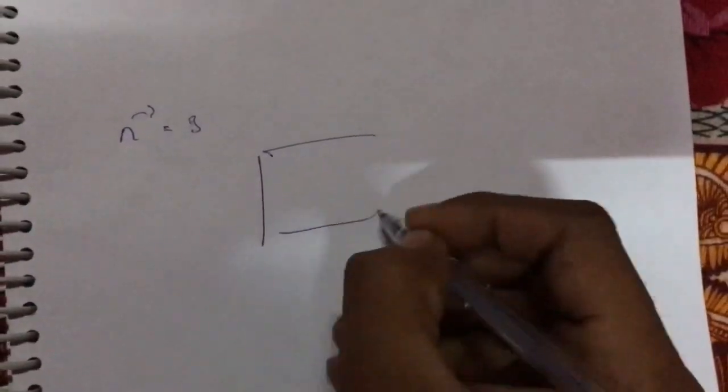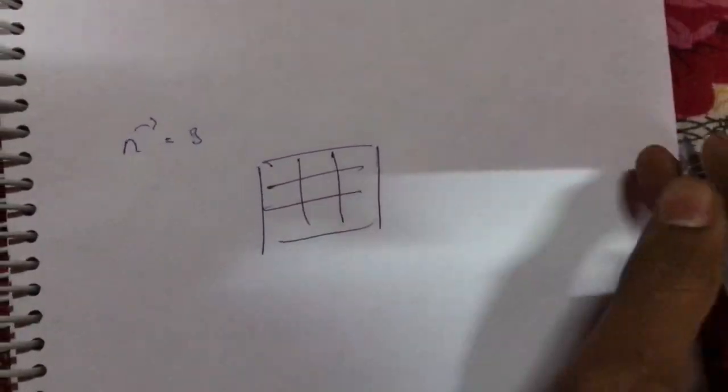Wait a minute, my camera is blurring. Okay, so in this question you are given an n, and what is n? N is basically the size of the grid. Let's suppose it is 3. So let's suppose the size of your grid is going to be 3. So this is going to be a grid.